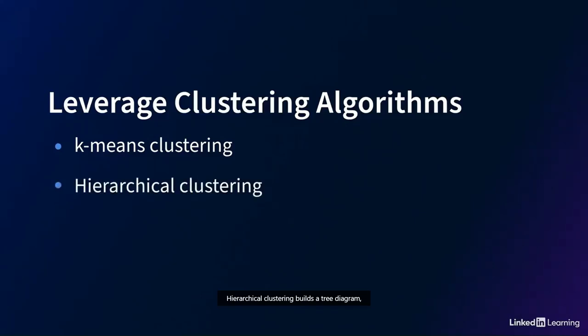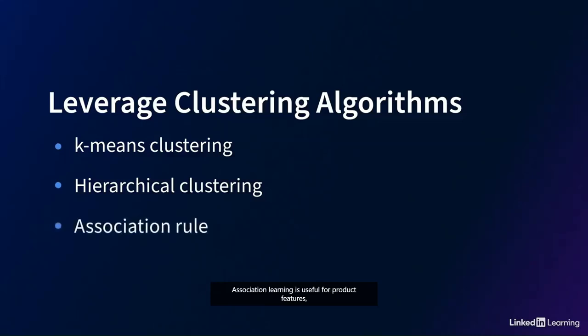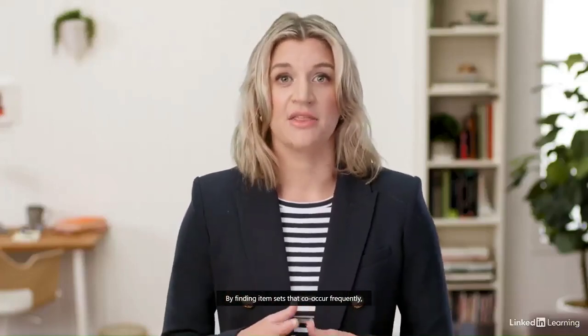Hierarchical clustering builds a tree diagram, grouping data points by similarity. Clusters merge step by step until reaching a single cluster containing all observations. This reveals structures at different grouping levels. Association learning is useful for product features such as customers who viewed this also viewed that we see on most e-commerce sites. By finding item sets that co-occur frequently, it uncovers accompanying purchase tendencies.